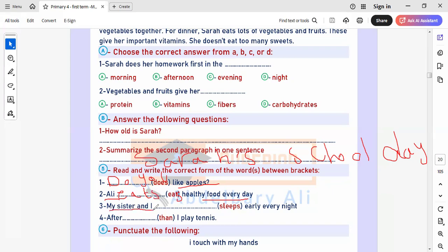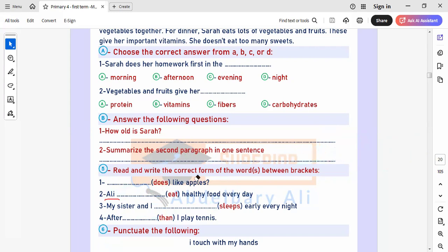For more than one person, it will be without s. It will be: my sister and I sleep. Here we say after that. It will not be after then. It will be the expression after that. Okay. Let's go to the last question in this part.